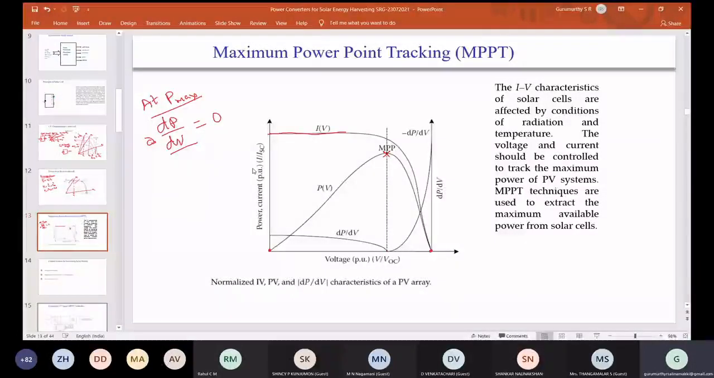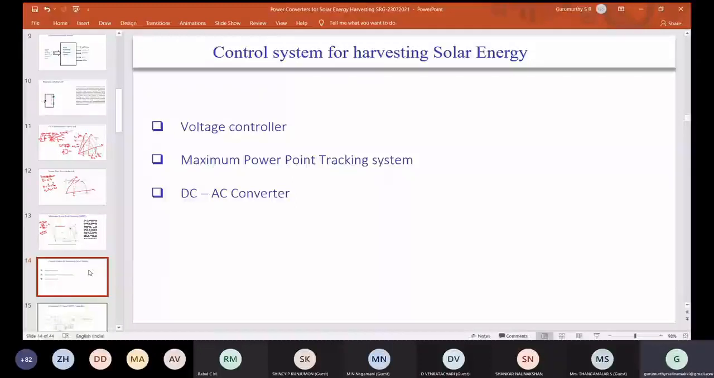You must have heard in a lot of advertisements, for solar battery chargers and all these things, that the MPPT feature is there. That means the maximum power point tracking system. Okay, so that's about the solar cell, what we have to do. Now we know the principle of working of the solar cell, how the solar cell works, and what the characteristic of the solar cell is.